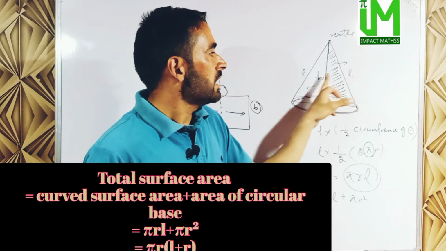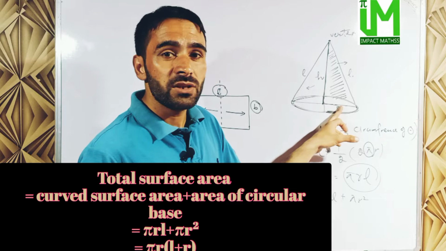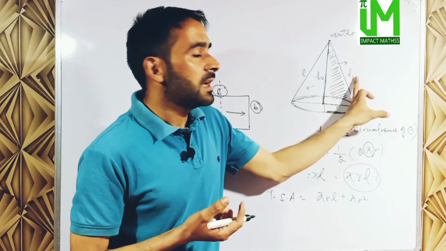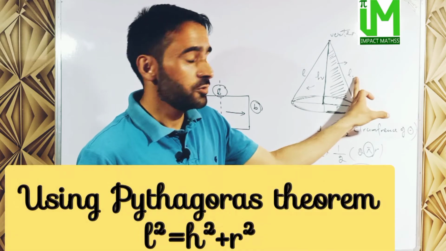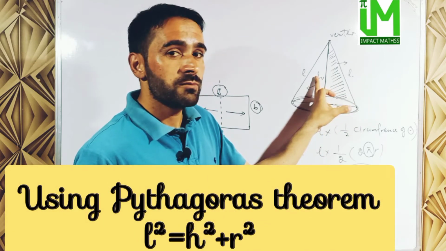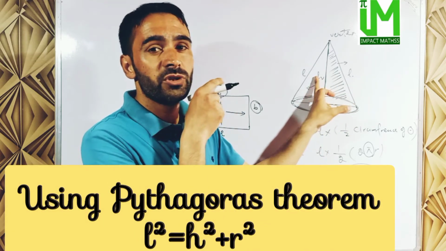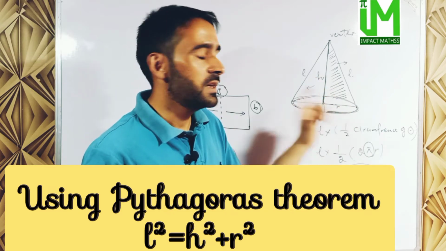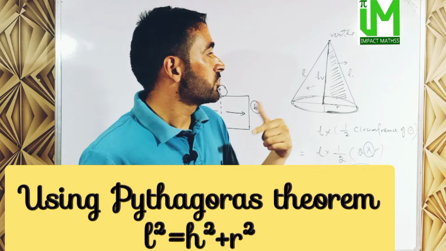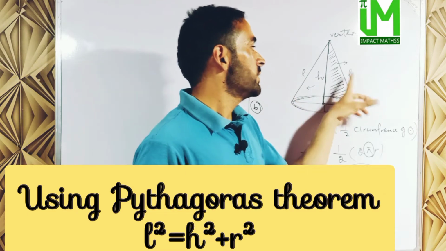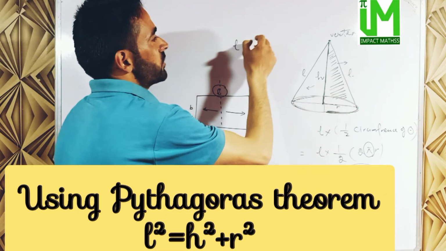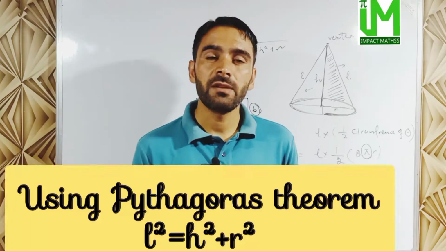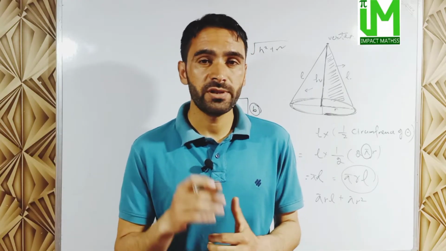So here L, H and R are connected by a relation using the Pythagoras theorem, because L happens to be the hypotenuse, H will be the height, which is the perpendicular, and R will be the base or radius. So we will be using the Pythagoras theorem, which means L will be equal to under root of H square plus R square. So let's have a quick revision before heading towards the exercise.